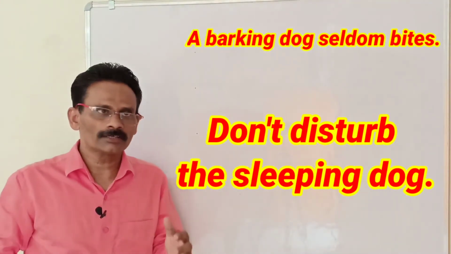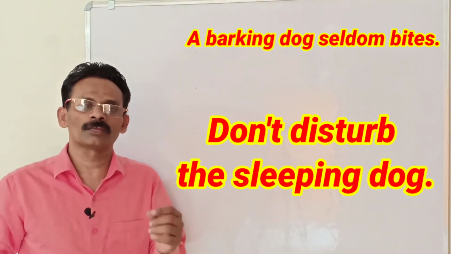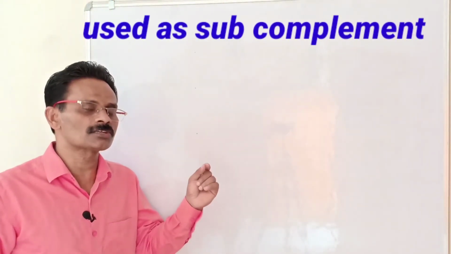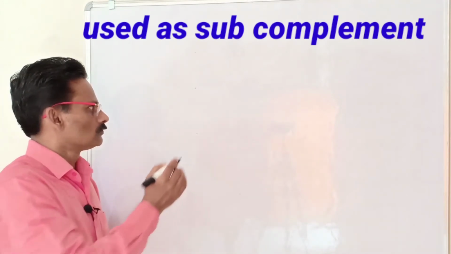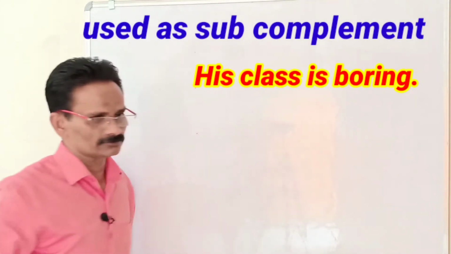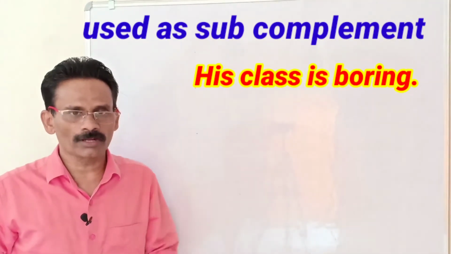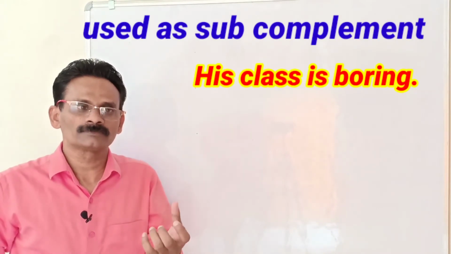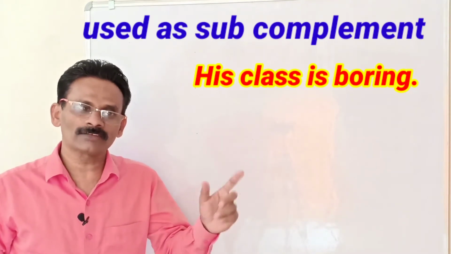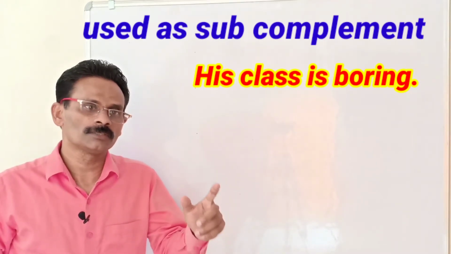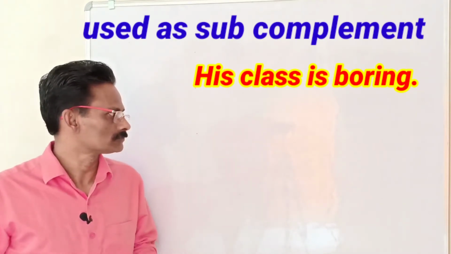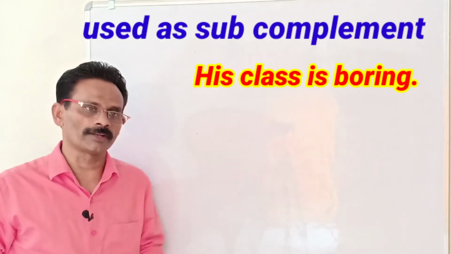Now let's learn the second use of present participle. Present participle can be used as subject complement. For example, his class is boring. Here, boring is the present participle. It is not a finite verb because if you change the tense of the sentence, it will not change its form. His class was boring.